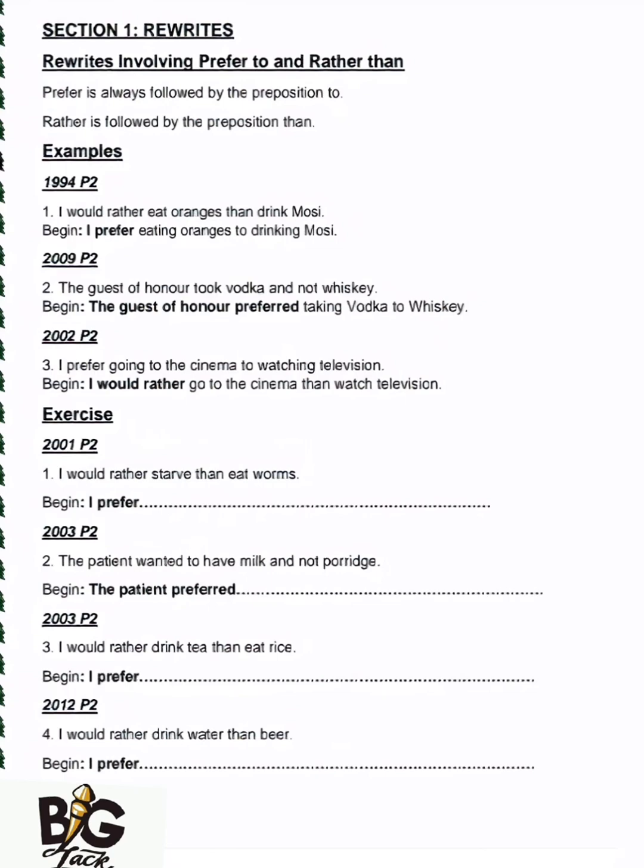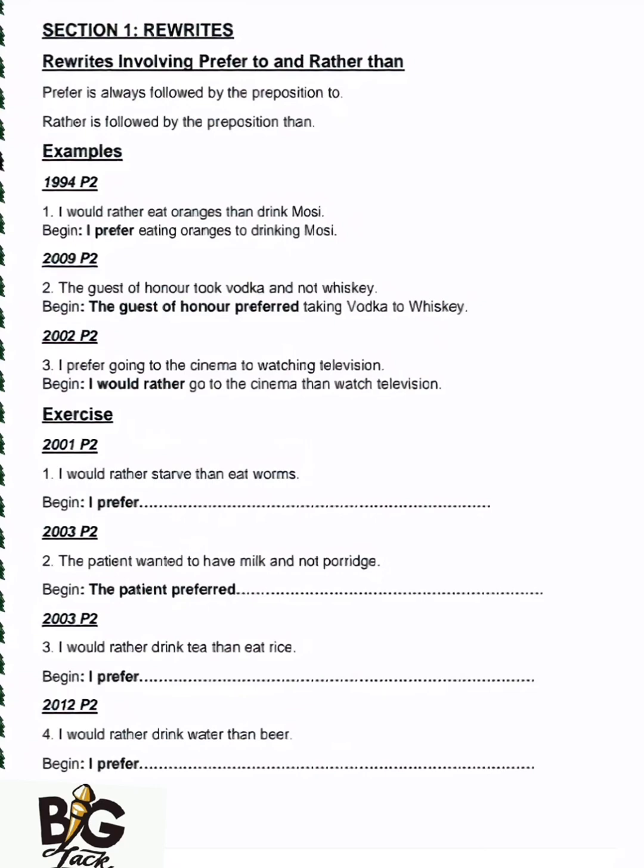Apart from that one, we also have rather. The word rather is always followed by the preposition than. So when you're writing a sentence using rather, you need to put what? Than.